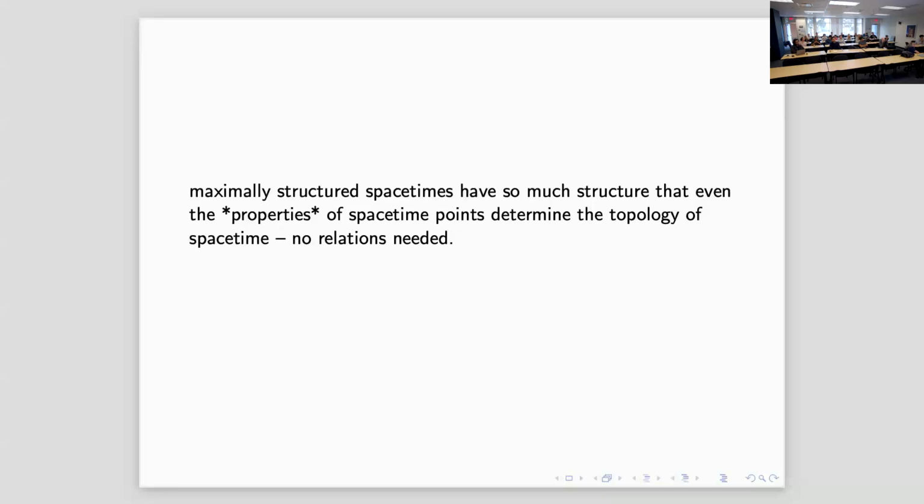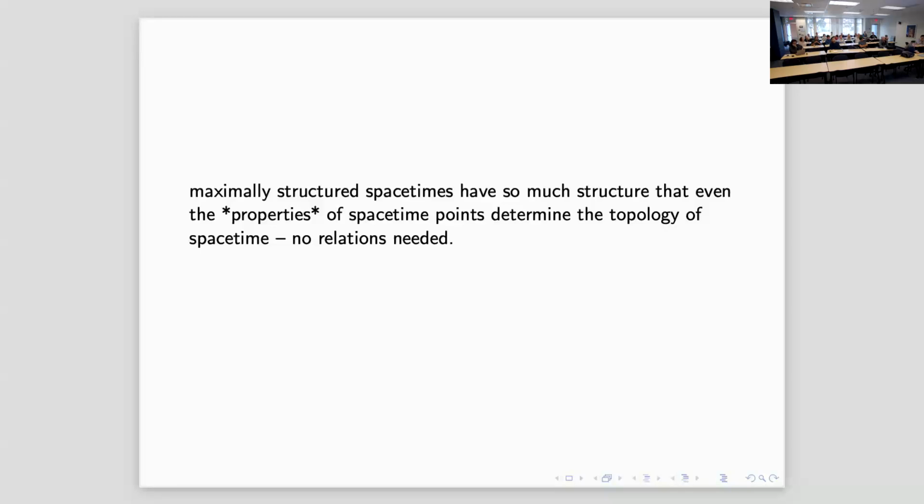And so what I'm saying is that maximally structured spacetimes have so much structure around that even the properties of spacetime points determine the topology of spacetime. Relations are not needed. So, one final way to put this point. You give me a bag of points, a bag of spacetime events. You don't tell me how they're related to each other in any way. You give me no relations between spacetime points at all.